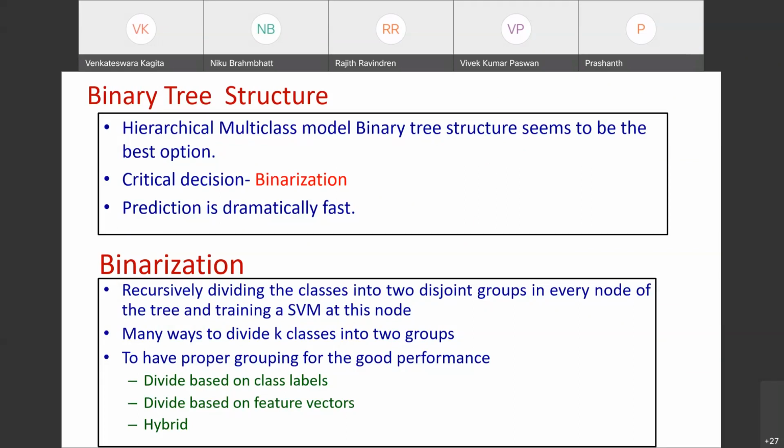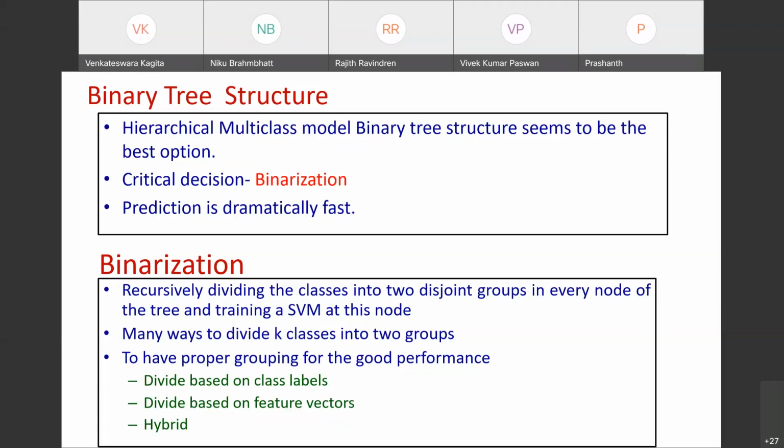Which set of classes should go to the left side? Which set of classes should go to the right side? Which set of classes should be the positive class and which set of classes should be the negative class? So that decision is binarization. And so how do you do binarization? Binarization is recursively dividing the classes into two disjoint groups at each and every node.